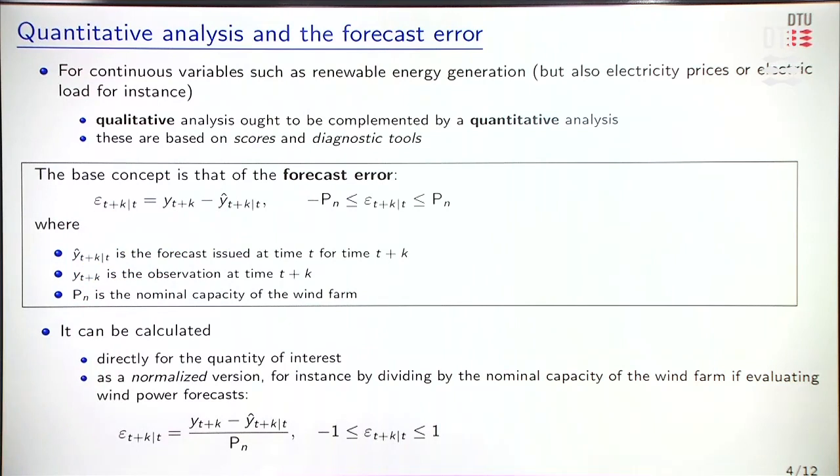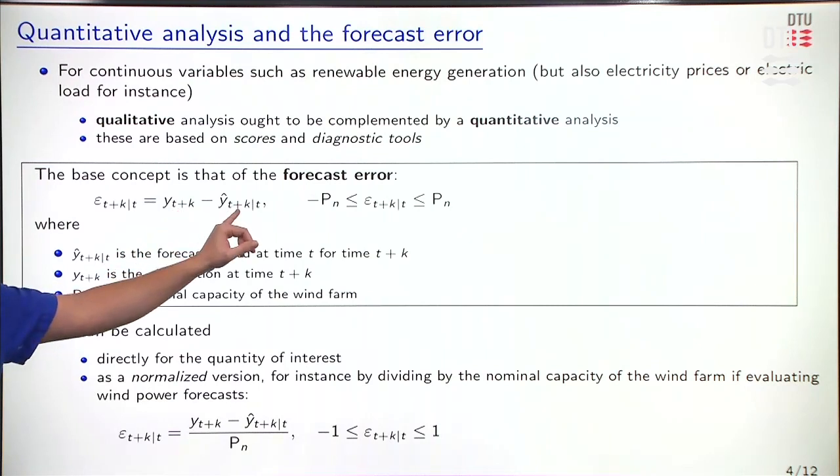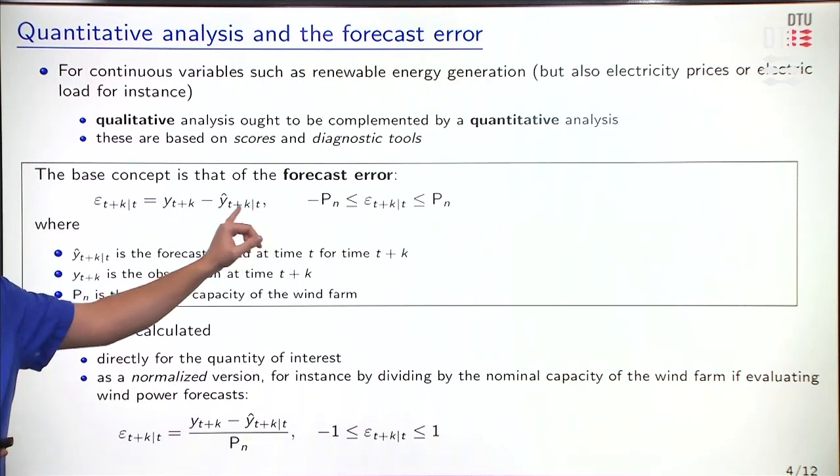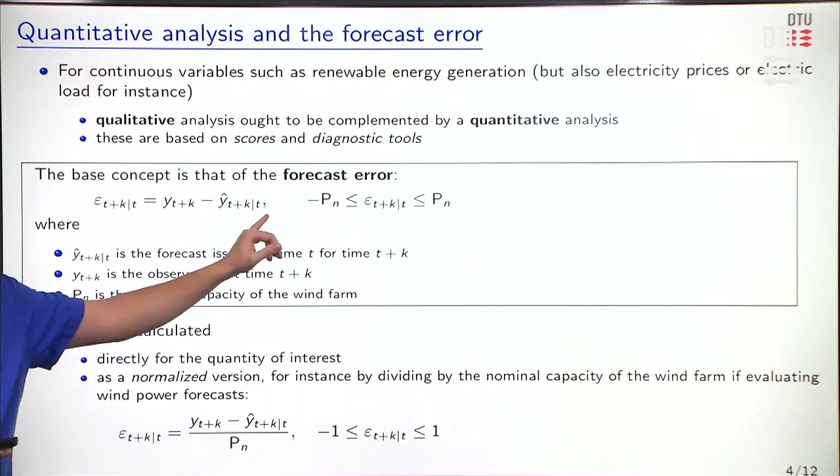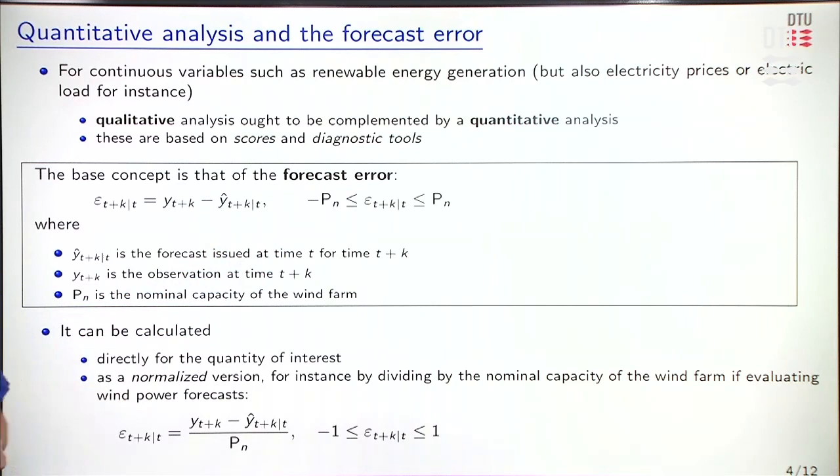Look at the notations here. The measurement is for a time t plus k, and originally we made a forecast for this time t plus k, but at time t. So we have this notation t plus k given t. Consequently, we use the same notation for the error. This is the error for the forecast made at time t for time t plus k, or said differently, t plus k given t.